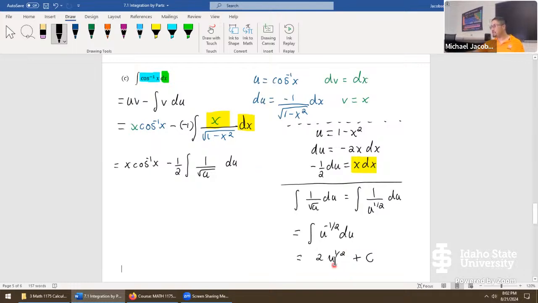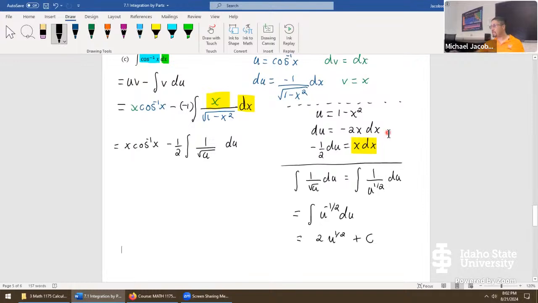Other than, just don't forget, u is actually 1 minus x squared. So if we keep on going, we could say it's 2 times the power 1/2 right here, which we can write as a square root. The u you see right here can be re-expressed as 1 minus x squared, plus a constant. And now at this stage, we've solved this integral here. So this is now that. We have to put it all together for full credit, so we never want to celebrate early on this kind of problem.